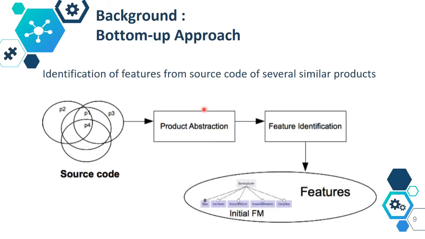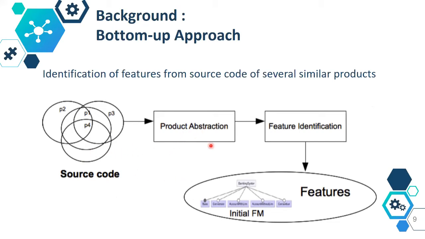Okay, the second approach is the bottom-up approach. In the bottom-up approach, we have a list of products and we have a source code. From the source code, we can identify the model of the product line in the end. We will identify the different features composing this product line. How to do this?